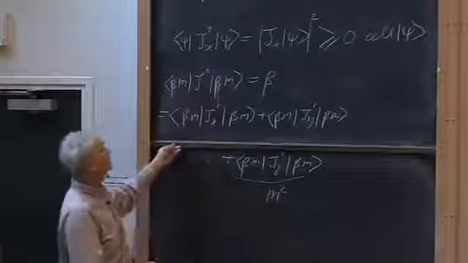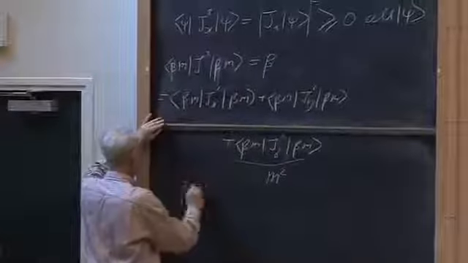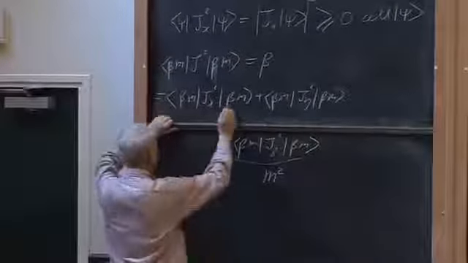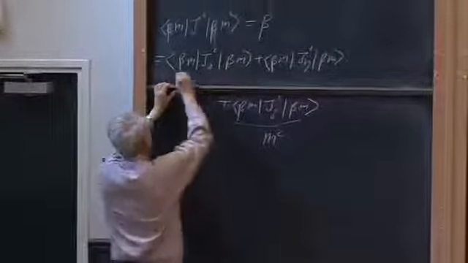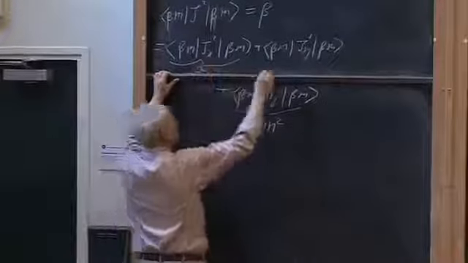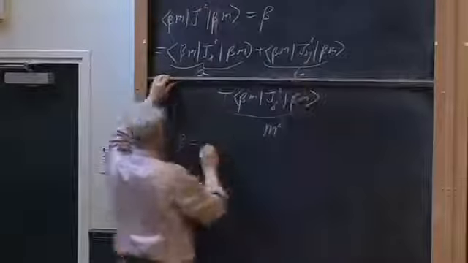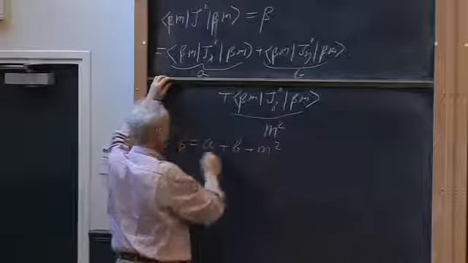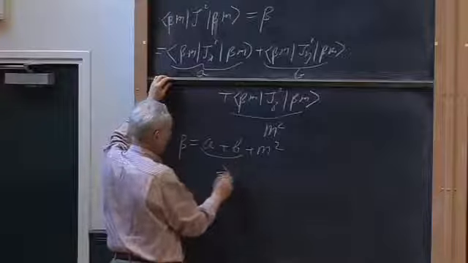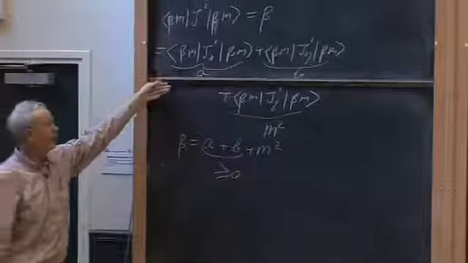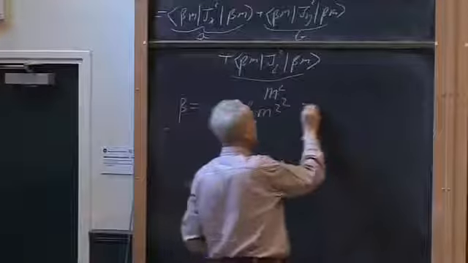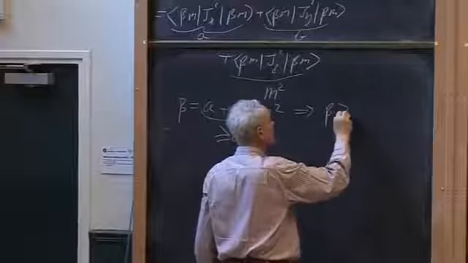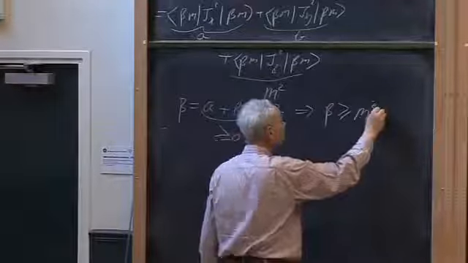So what have we got? We've got that beta is equal to, what should we call this? We'll call this a, and we'll call this b, is equal to a plus b plus m squared, where these numbers are greater than or equal to 0. In other words, we concluded that beta is greater than or equal to m squared. So there's a problem.